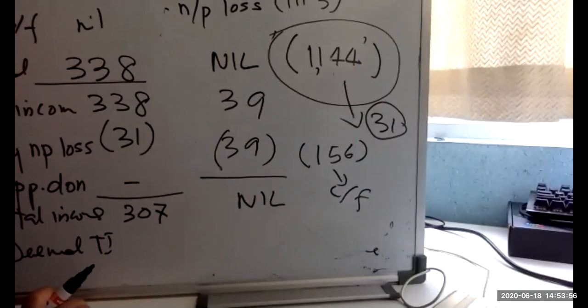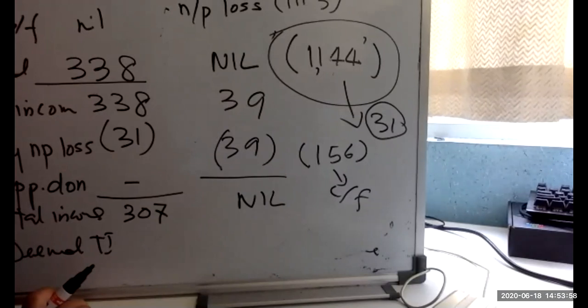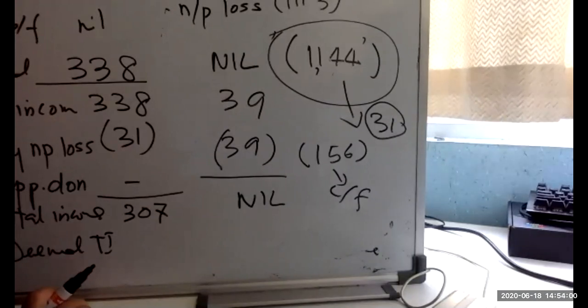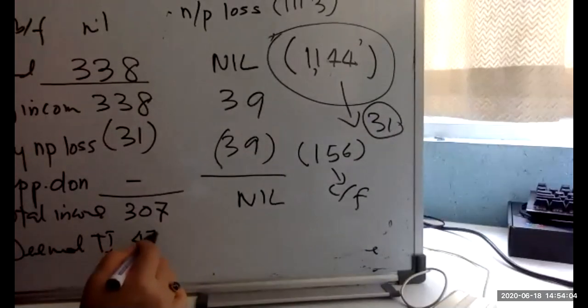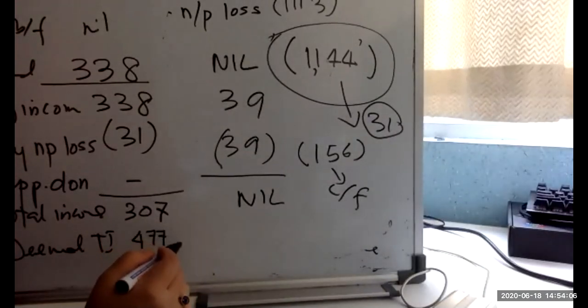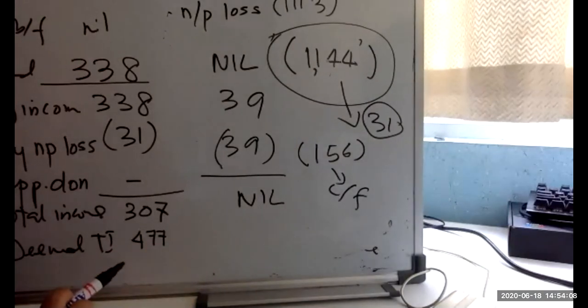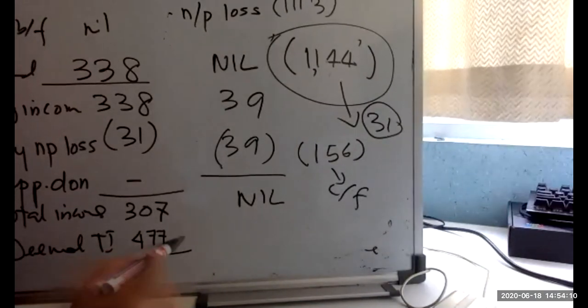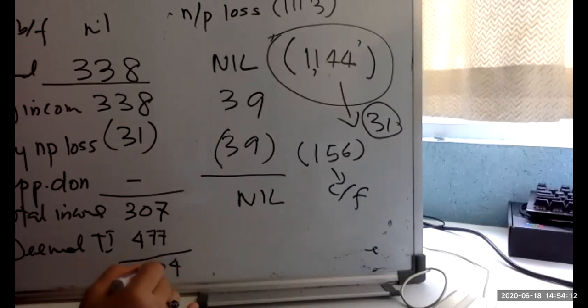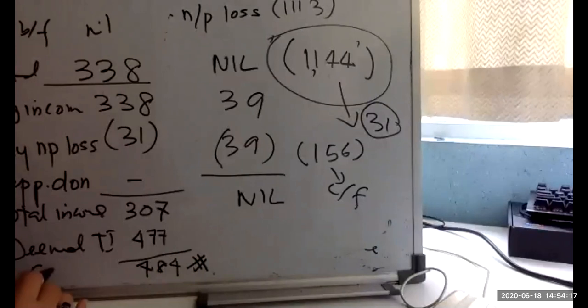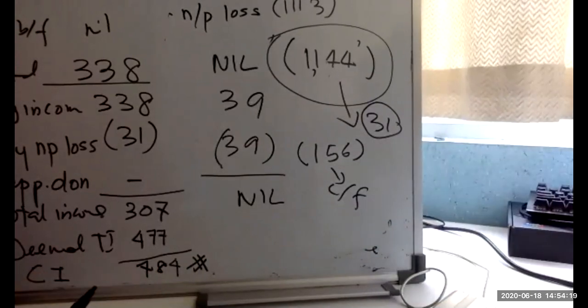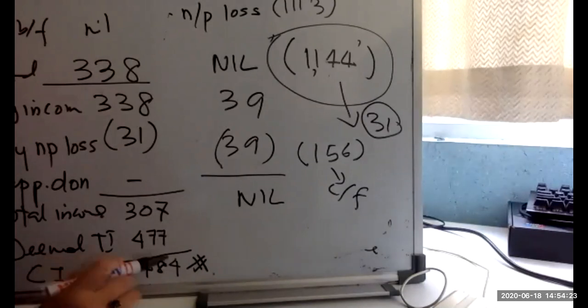477. Deemed total income? Yes. 477. Okay, so total becomes how much? 784,000 is what you call chargeable income. So that is your chargeable income.